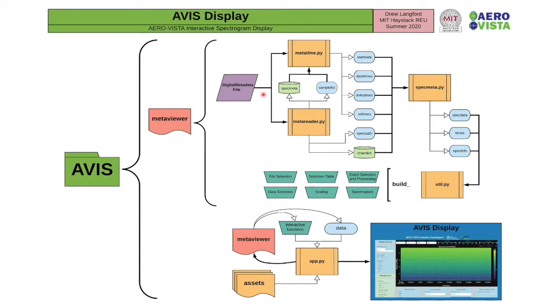Once the information is extracted using the MetaReader and MetaTime.py files, the data will then be further formatted using the SpecMeta.py file and turned into interactive functions using the util.py. These interactive functions are actually Plotly objects, which then, along with the assets folder, work together in the app.py module to create the dashboard running on a server, either local or remote.